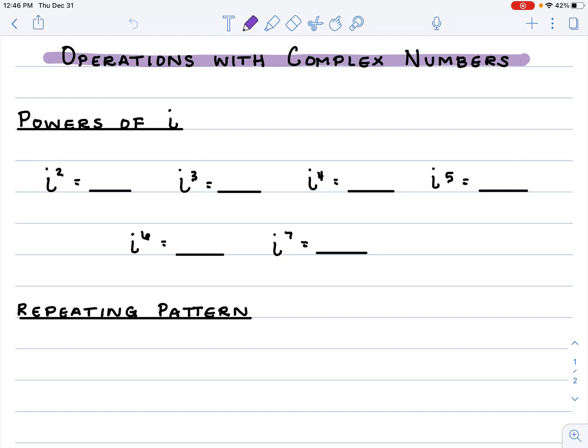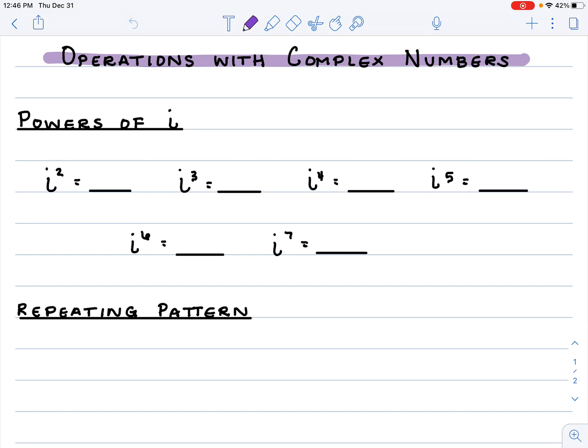Hello, today we're continuing our discussion about operations with complex numbers. So in our last round of notes, we learned about what an imaginary number is, we learned about what a complex number is, and we learned some of the basic operations like addition, subtraction, and multiplication. Today what we're going to do is expand that.